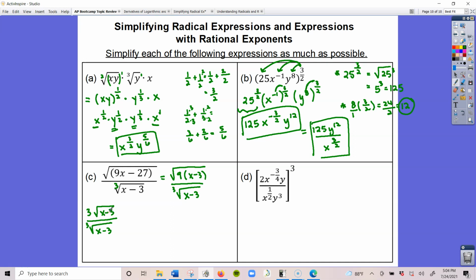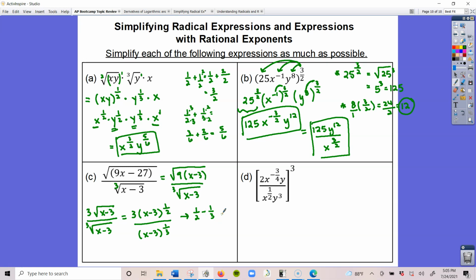So I'm going to rewrite this using exponents. So this is going to equal 3 times x minus 3 raised to the 1/2 over x minus 3 raised to the 1/3. Now this is dividing, right? So what we're supposed to do now is subtract those exponents. So I'm going to do that over here. We're going to do 1/2 minus 1/3.